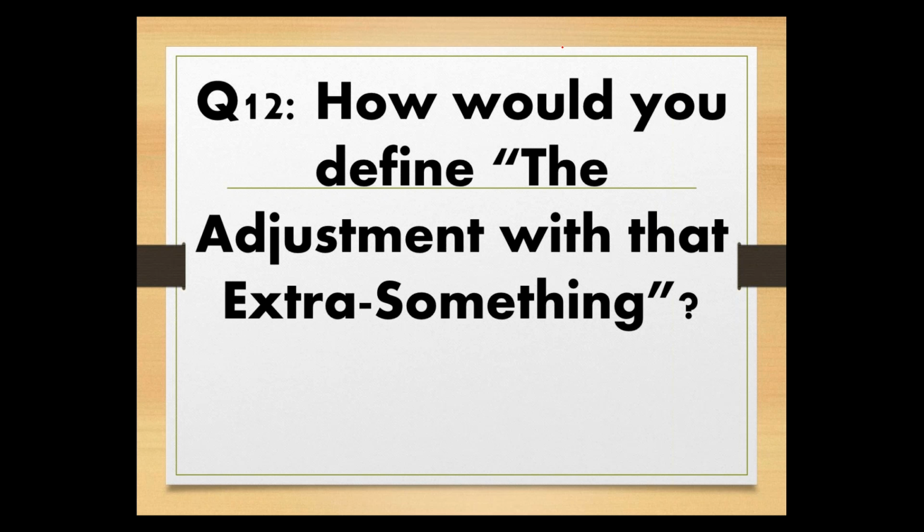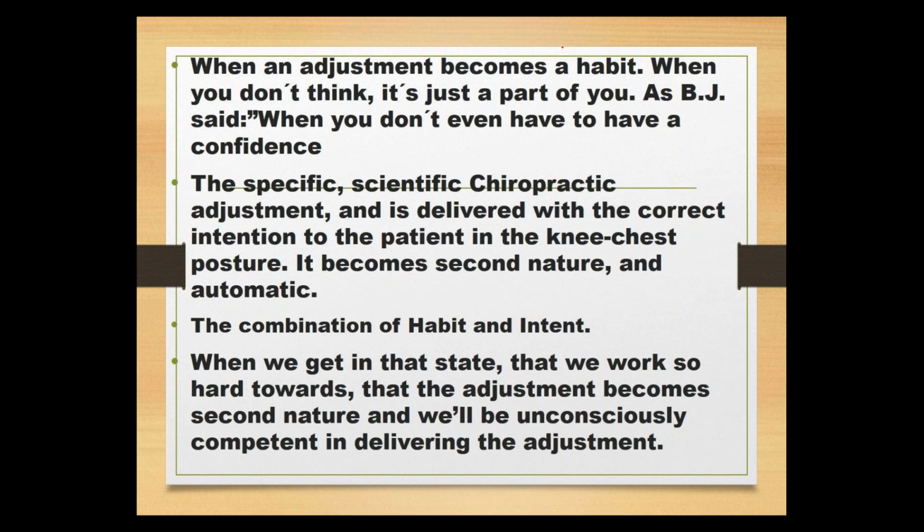I thought this video came out pretty good when we talked about the adjustment with the extra something. I thought it was good to see the different perspectives there. But this is kind of what BJ said, and what we see is that when adjustment becomes habit, when you don't think, it's just a part of you. So we need to start getting to this point, and it really comes at first being the conscious competence, so where you're thinking about it and you're starting to get all your fundamentals working for you. But what BJ was saying is when you don't even have to have a confidence.